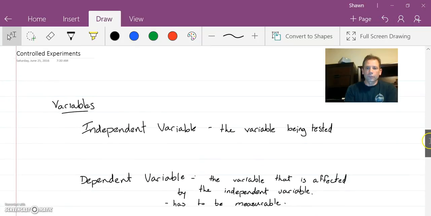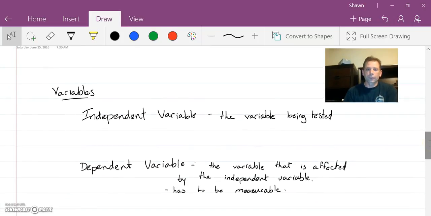Okay, so a couple more vocabulary terms that we should be writing in our notebook. Again, to understand controlled experiments, we got to understand these terms of independent variable versus dependent variable. So independent variable is the variable being tested. It is what the scientist is changing, and we could even say that as well. Okay, so let's write that in our notebook.